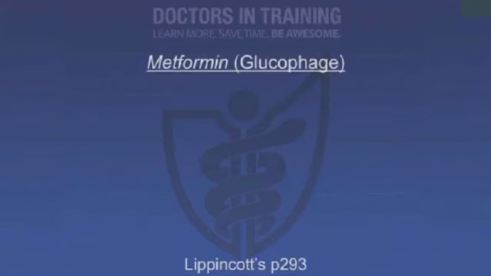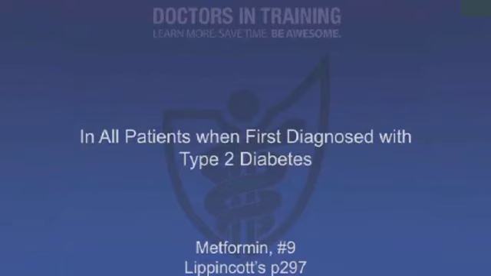So first we'll talk about the biguanides. And really there's only one of these that we use for diabetes, and that's metformin. This is considered a first-line drug for type 2 diabetes. The American Diabetic Association recommends this for all patients when they're first diagnosed with type 2 diabetes. It's often used in combination with insulin and sulfonylureas and TZDs.